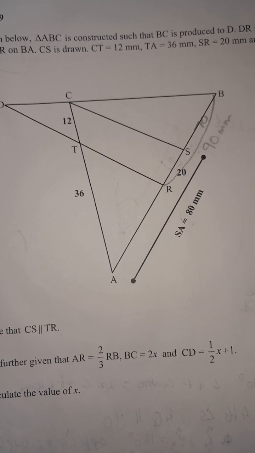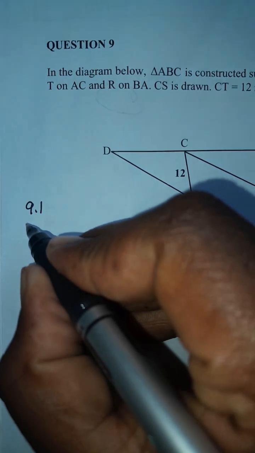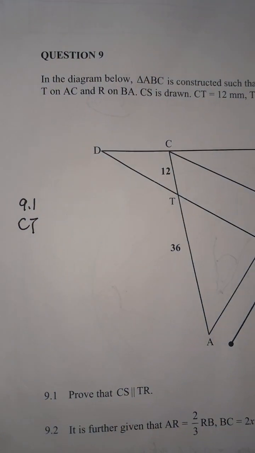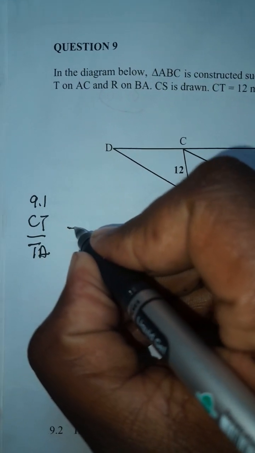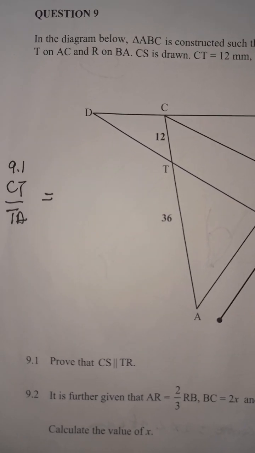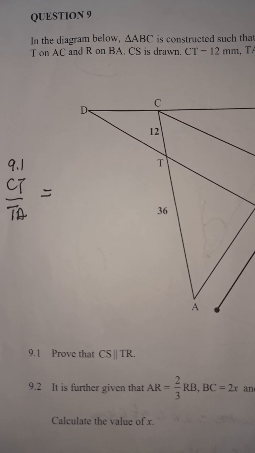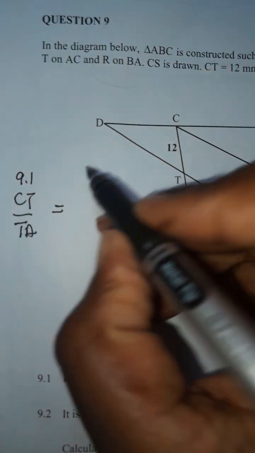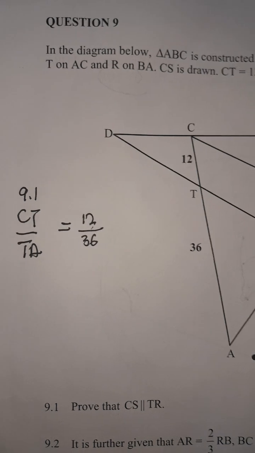So to be on the safer side, guys, let's start with what is given. Let's work with 9.1. We have ST all over TA. We know that's the proportionality theorem, but all right, let's put the values then. ST is 12 all over 36.